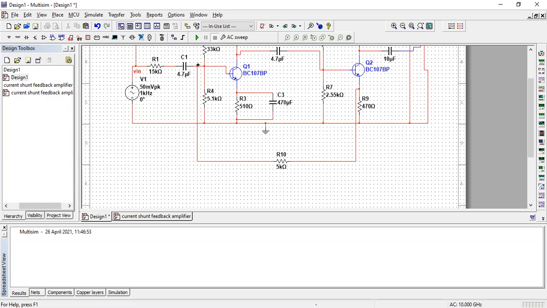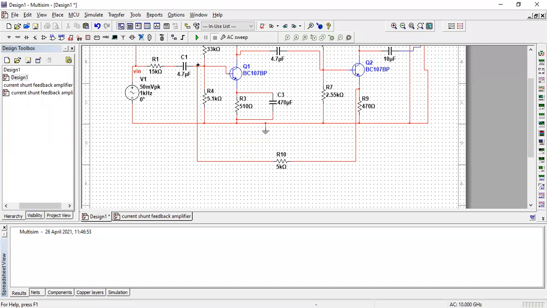So what is positive feedback? If the feedback signal is in phase with the input signal, then it is called positive feedback. If the feedback signal is out of phase with the input signal, then it is called negative feedback. Negative feedback is used in amplifiers, positive feedback is used in oscillators.